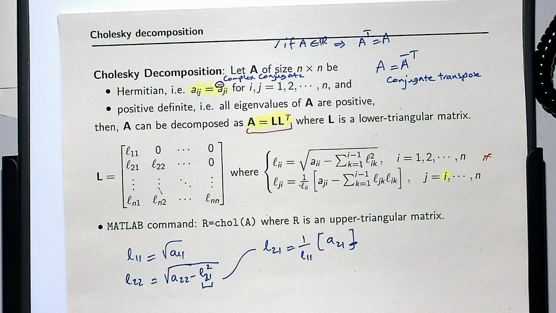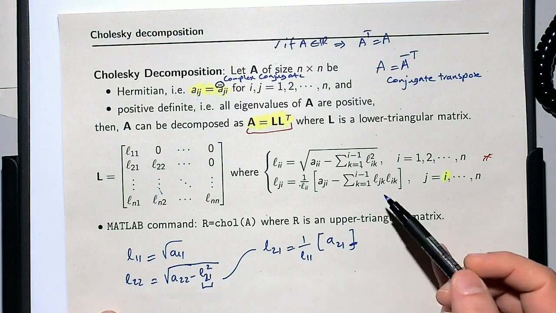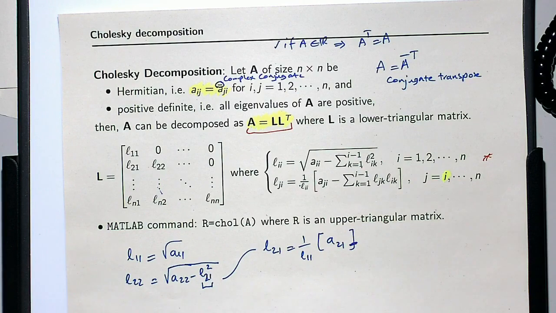Yes? Why does it have to be positive definite? Yeah. So it's something that you need during the calculation and coming up with this formula. Otherwise, for instance, with the square root, you may get negative values under the square root.